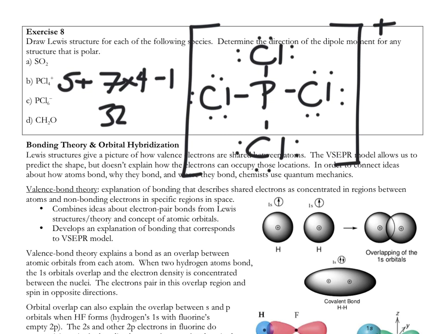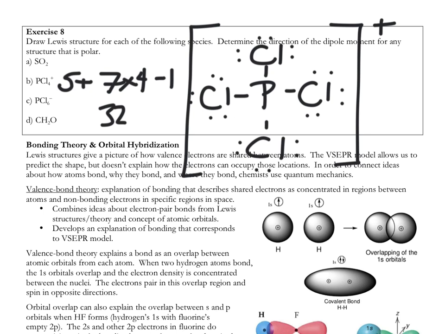Then we think in terms of shape. 1, 2, 3, 4 bonding regions, 4 electron regions. So this is tetrahedral, both in electron geometry and in molecular geometry. And all of the sides have the same thing on them. They're all the same atom, and then every direction is B.